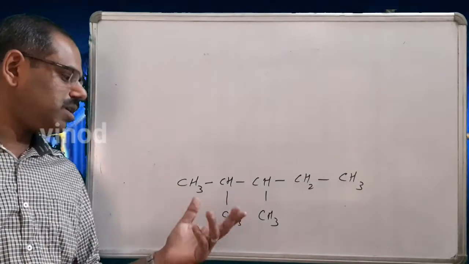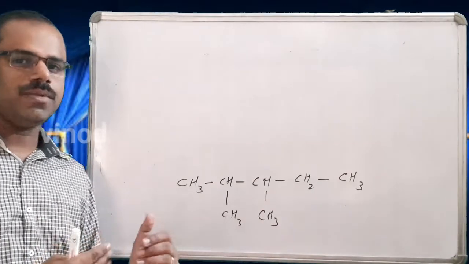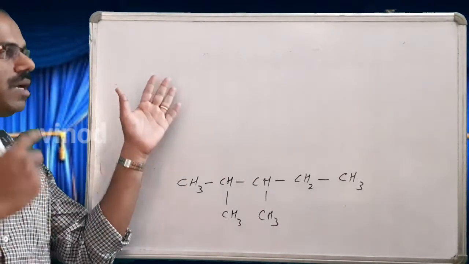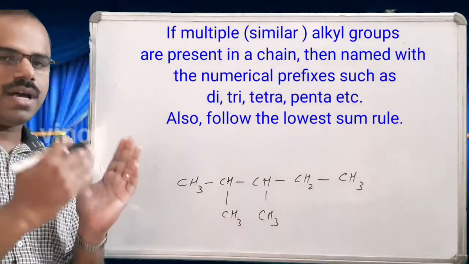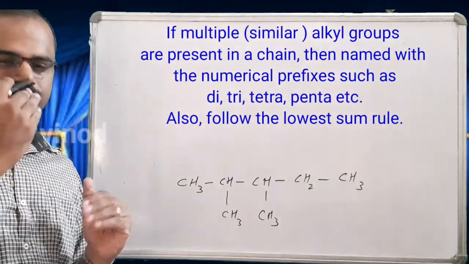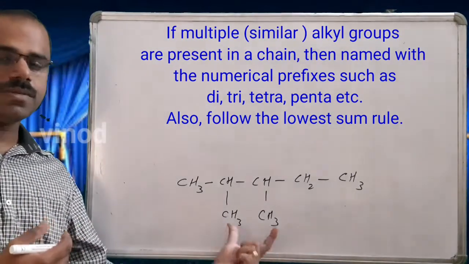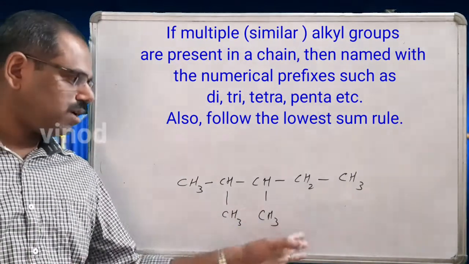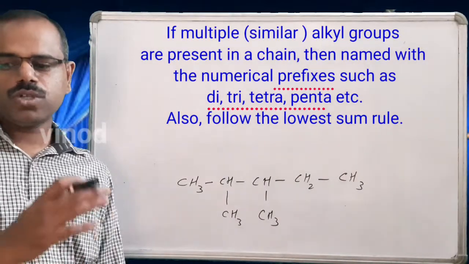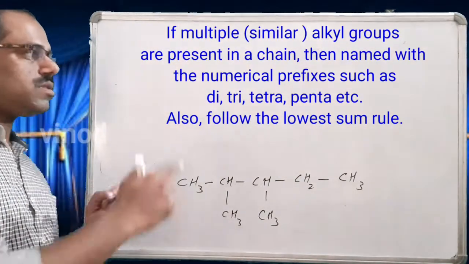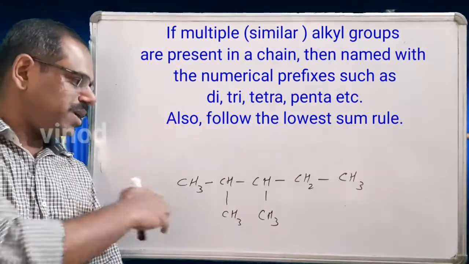See this example here. Suppose we have 2 alkyl groups there. So how do we name? See the rule. If there are multiple alkyl groups in a chain, we use the prefixes di, tri, tetra, penta, etc. Di for 2 alkyl groups, tri for 3, tetra for 4 alkyl groups, and so on. Also we follow the lowest sum rule.